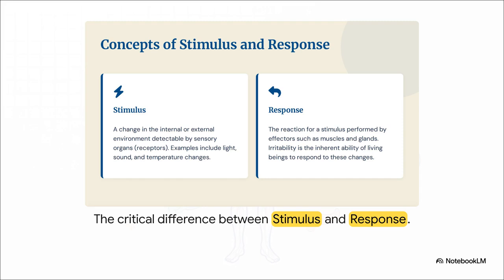A stimulus is simply a change in your internal or external environment that can be detected by your sensory organs, or receptors. Think of things like light, sound, or temperature changes. Then the response is your reaction to that stimulus, which is carried out by effectors, like your muscles or glands. There's also this term irritability, which is really just the inherent ability of all living things to respond to these changes. It's kind of like the stimulus is a doorbell ringing, and the response is you using your leg muscles to walk over and open the door.